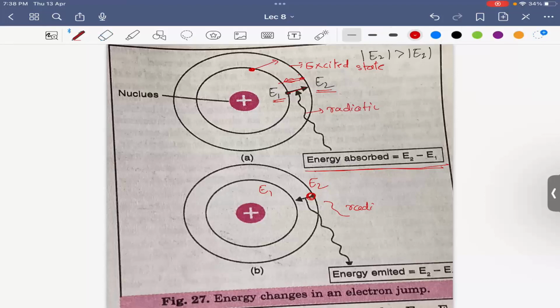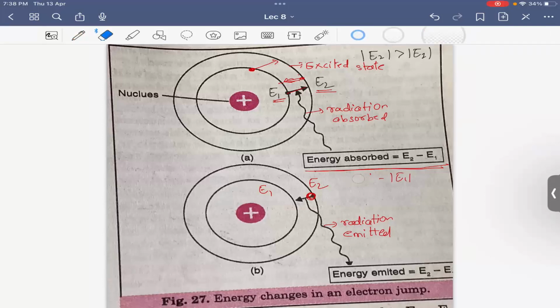Radiation absorbed, right? And this is radiation emitted, right? So when it goes from there, energy absorbed and energy emitted will be E2 minus E1, right? Or you can remove the mod signature. So here also we have mod E2 greater than mod E1, right?